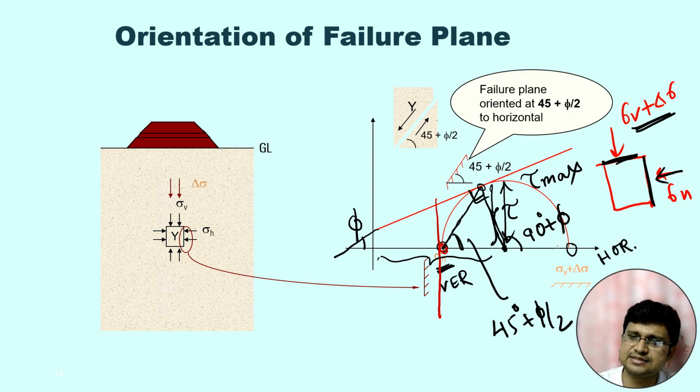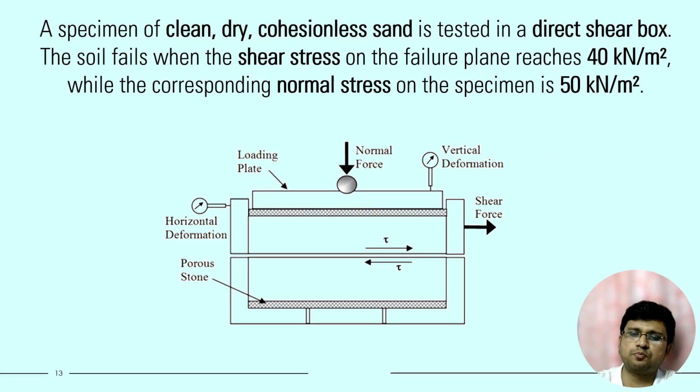This is the central angle, this is the inscribed angle. So this will be 45 degree plus phi by 2. So this will be the failure plane with respect to the horizontal. With respect to the horizontal plane, this angle will be 45 degree plus phi by 2. And from this particular point, we will get the value of shear stress. So this is the concept. Now if we go for a particular problem with Mohr circle, then it will be easier for you to understand.